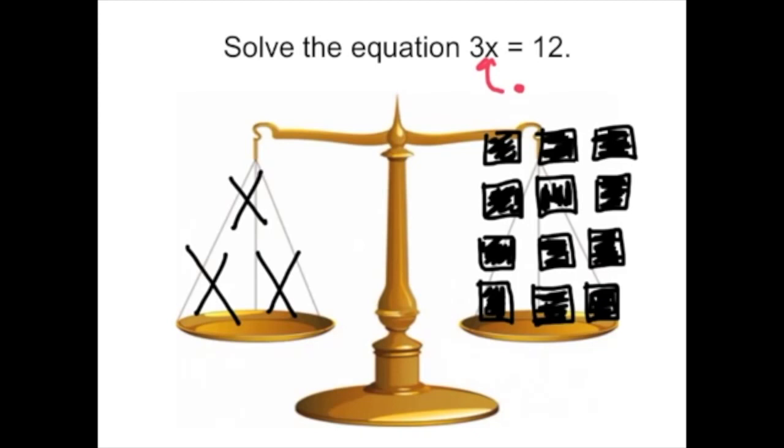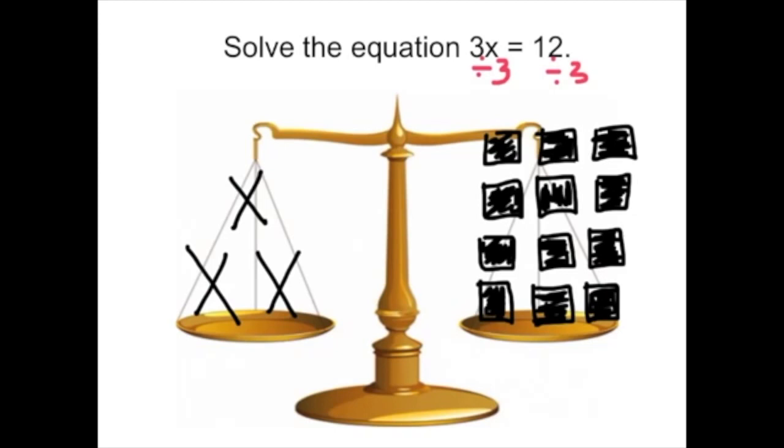We actually want to get rid of this 3 so that it is x by itself. And the way to do that is to do the opposite, to do the inverse operation. And the opposite of multiplication is division. So we want to divide both sides by 3 so that it becomes only 1x. So we divide both sides by 3.